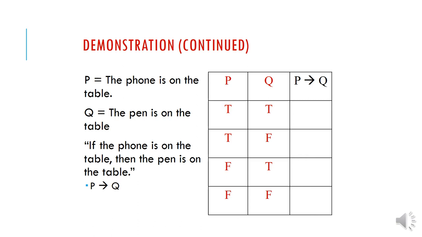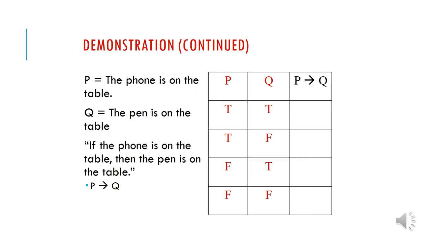For a conditional statement, here I'm saying, if the phone is on the table, then the pen is on the table. If the state of affairs in row one is true of both, then the conditional statement as a truth functional statement is true.